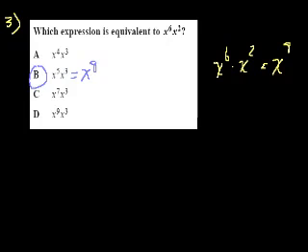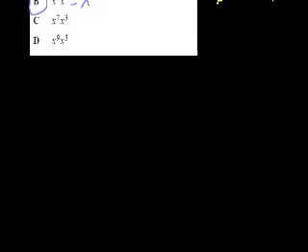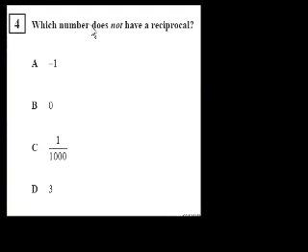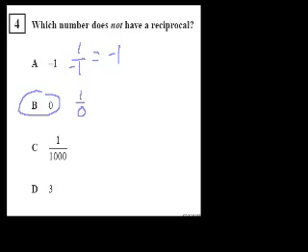Next problem. Problem 4. All right, this is another one where I'll copy and paste it. All right. They want to know which number does not have a reciprocal. So the reciprocal of -1, that's just 1 over -1, which is equal to -1. The reciprocal of 0, that's what? 1 over 0, which is not defined. So the choice is B, 0.